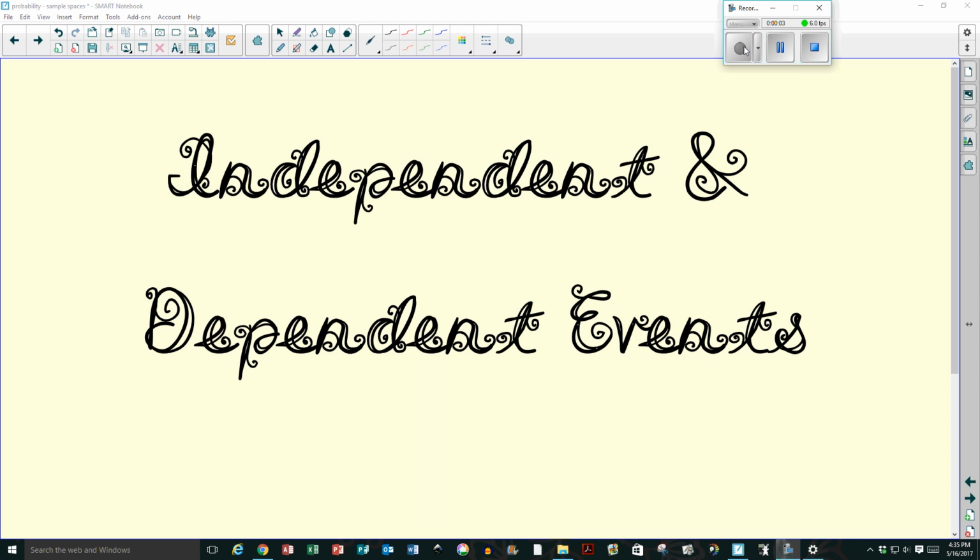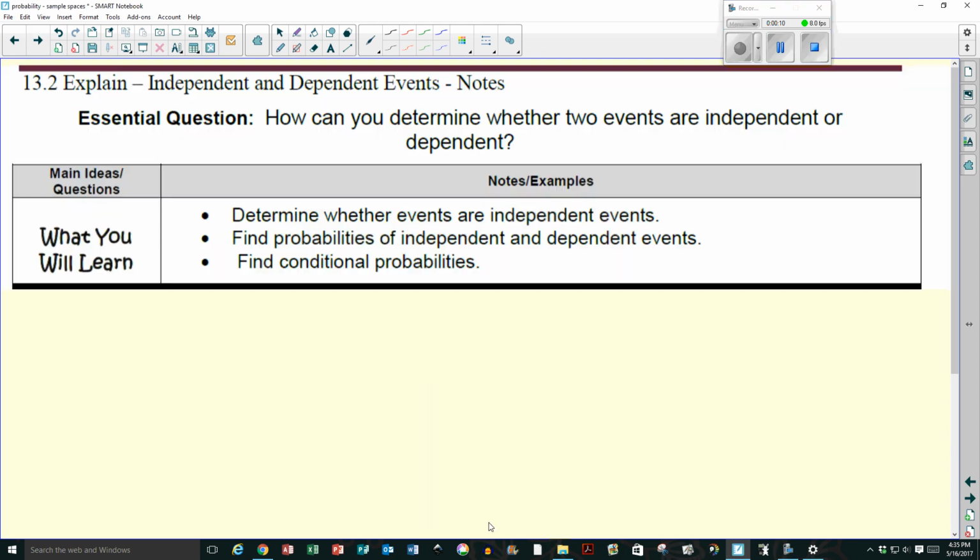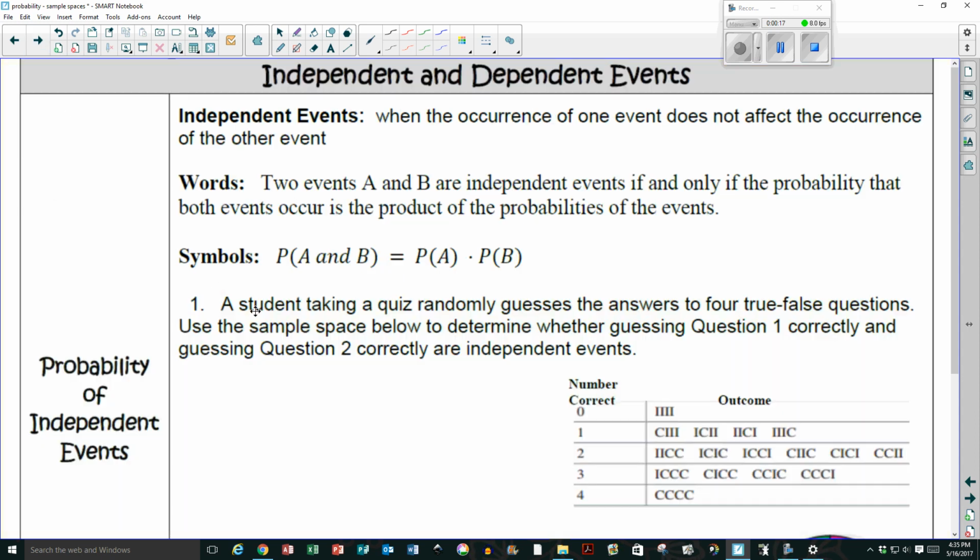Okay, so you should be looking at 13.2, independent events. So what we're going to do now is talk about how you can determine whether two events are independent or dependent. So here we go.